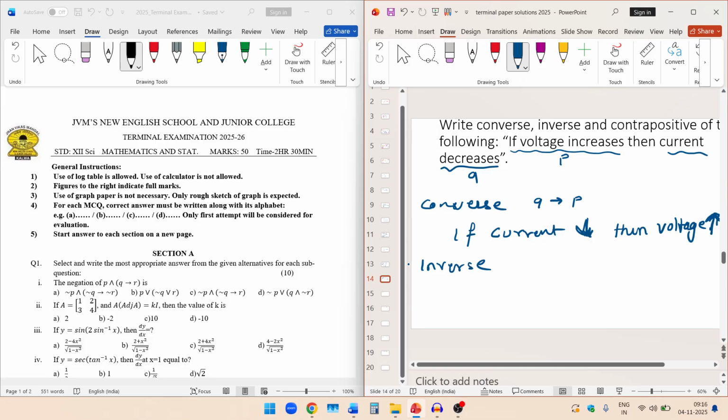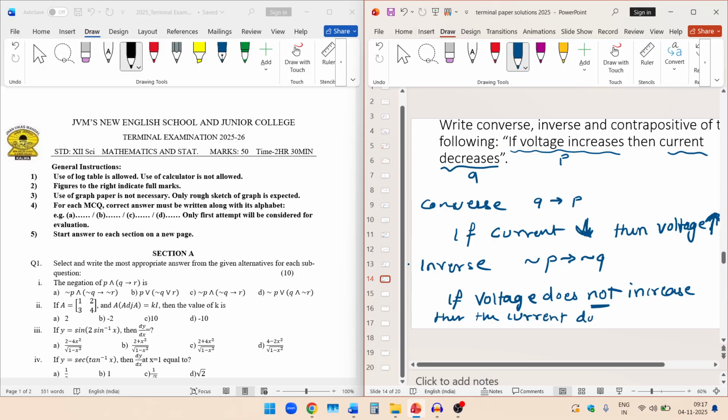Inverse is negation P conditional negation Q. So that should be, if voltage does not increase, this not should come. If voltage does not increase, then the current does not decrease. This is going to be the inverse.